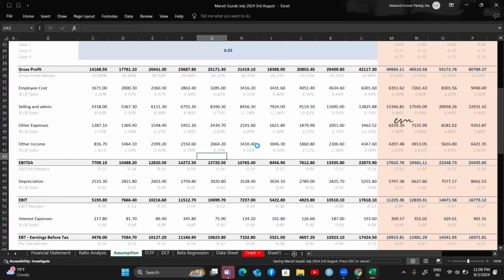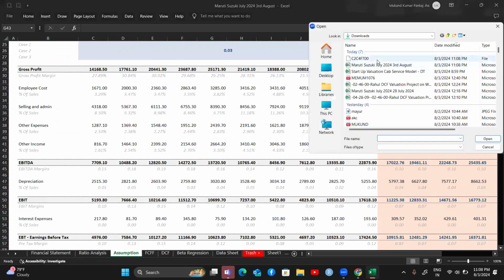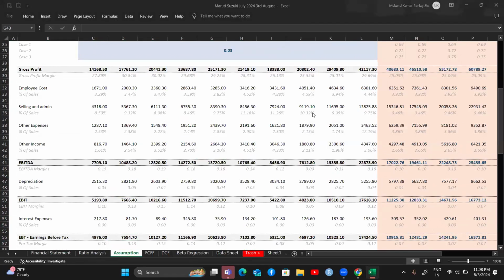I am sharing this sheet with you. Okay. I'll share this sheet with you by the end of the day. We will make some more changes to this sheet, adding the relative valuation part on Maruti Suzuki as well.